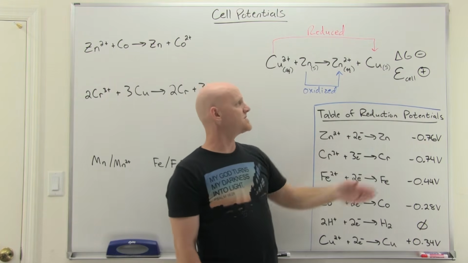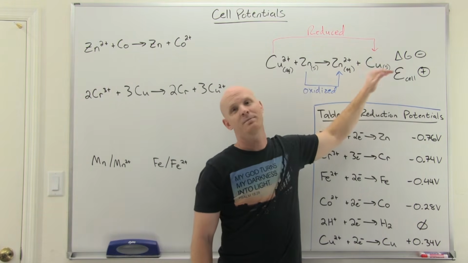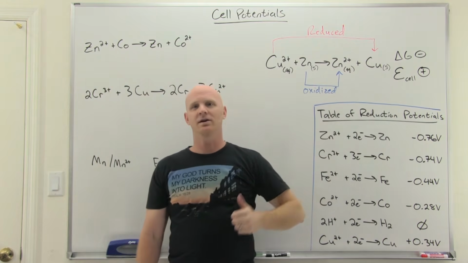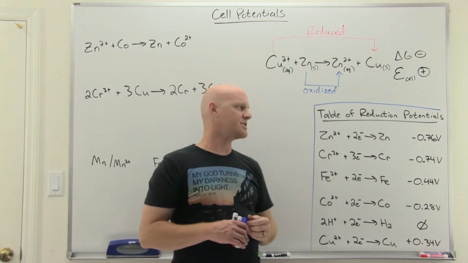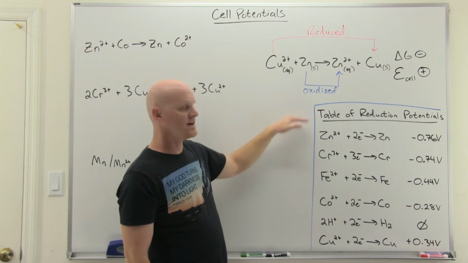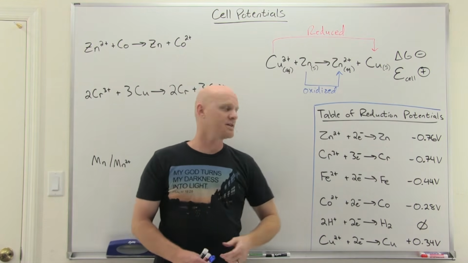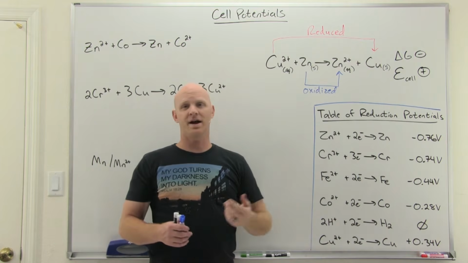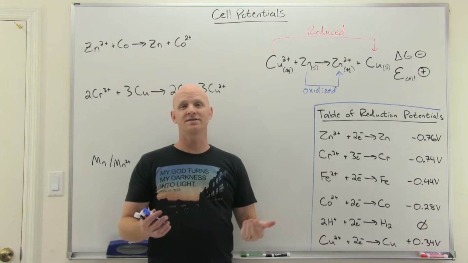And again, in the last chapter, we dealt with a lot of delta G, but in this chapter, it's going to be all about E cell. When E cell is positive, we've got a spontaneous reaction. All right, so how do we use a table of reduction potentials to figure out if a chemical reaction, or typically a redox reaction, is spontaneous?